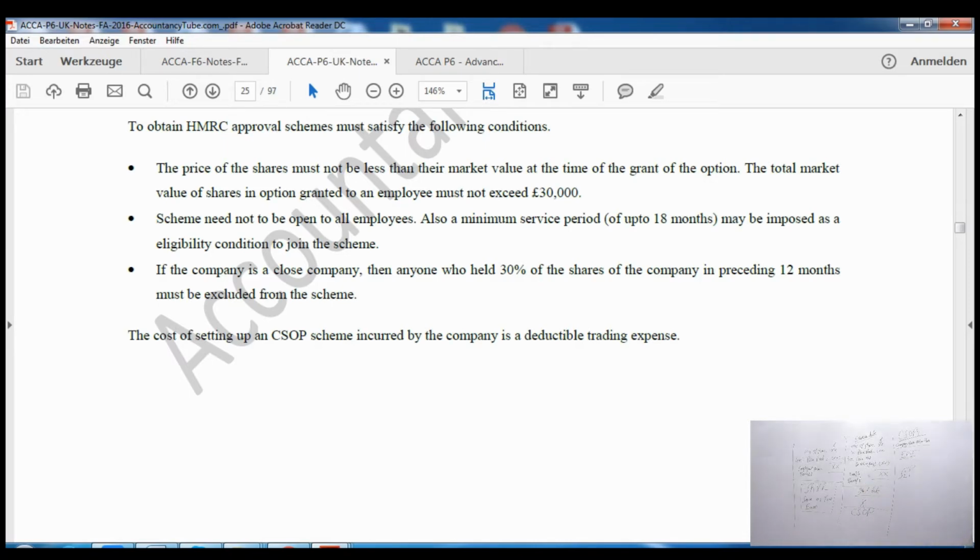Then it says a scheme need not be open to all employees. In the previous one it said that the scheme will be open to all employees and full-time directors, whereas in this one it says the scheme need not be open to all employees. Also, a minimum service period of 18 months may be imposed as an eligibility condition to join the scheme. In this one the minimum service period is 18 months, whereas in the previous one it was 5 years. All right.